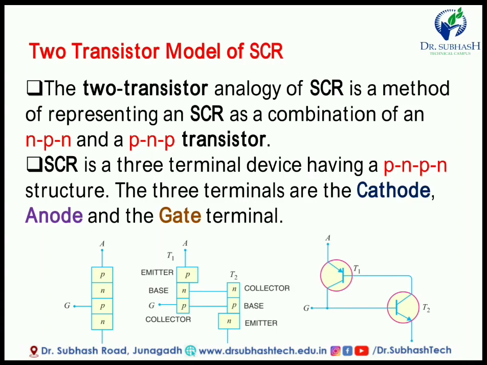A transistor is a 3-terminal, 3-layer, 2-junction solid state electronic device. The two types of transistor are the NPN transistor and the PNP transistor. According to the semiconductor material, we can design a two transistor model. The two transistor analogy of SCR is a method of representing an SCR as a combination of an NPN and a PNP transistor. Using two transistors, we construct one SCR.